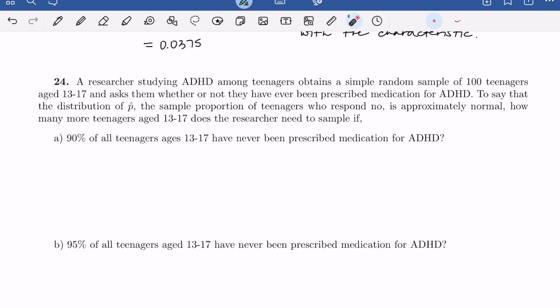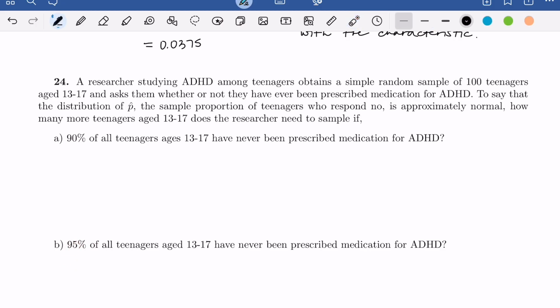Now for this next question, a researcher studying ADHD among teenagers obtains a simple random sample of 100 teenagers and asks them whether or not they've ever been prescribed medication for ADHD. Now, we want to say that the distribution of our sample proportion of teenagers who respond no is approximately normal. And in order to do that, we want to find how many more teenagers the researcher needs for the sample if our population proportion is 90% and if our population proportion is 95%.